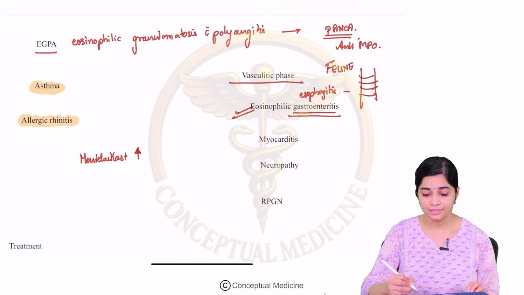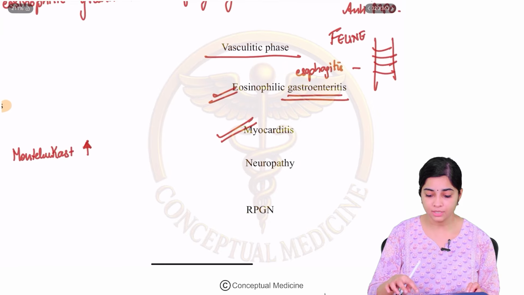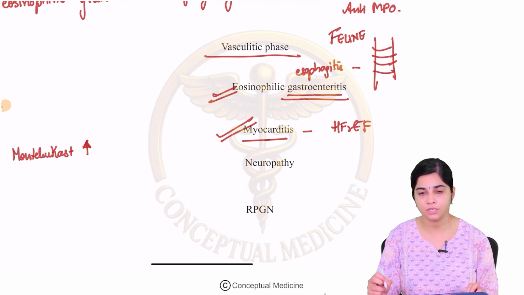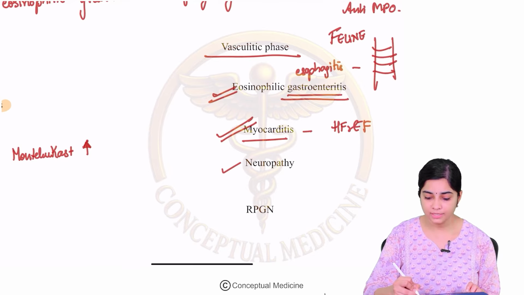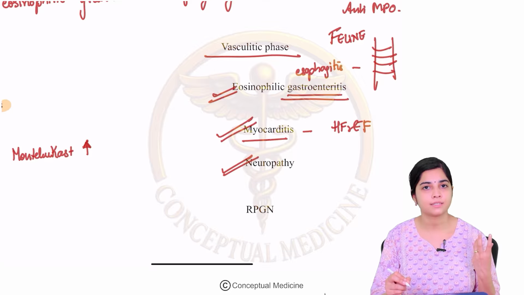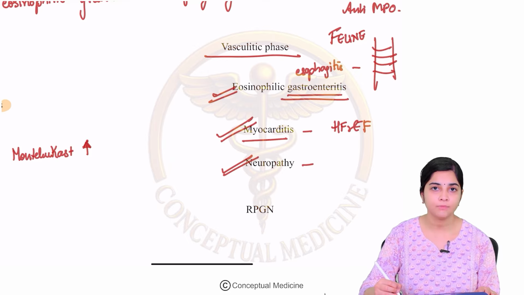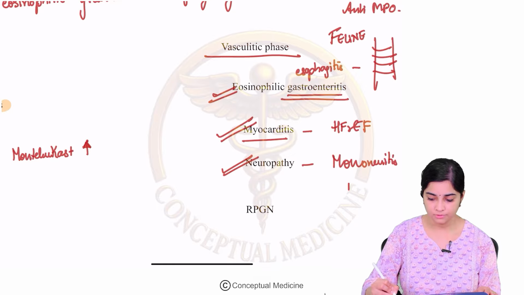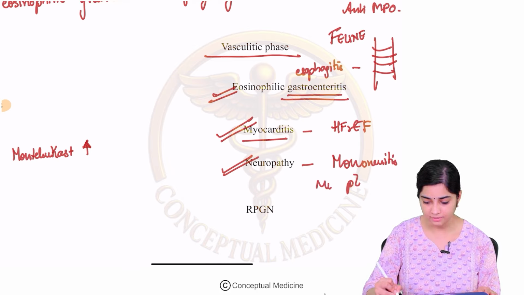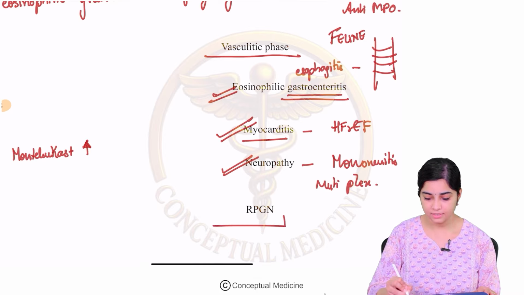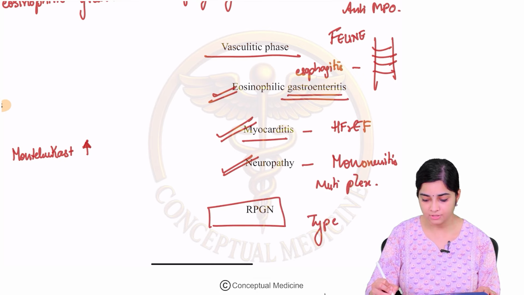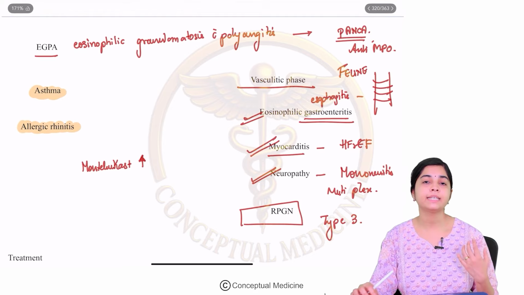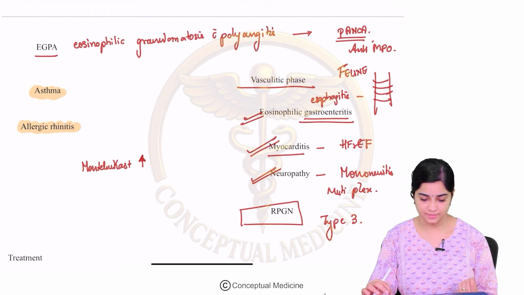as well. Then there can be eosinophilic infiltration into the myocardium. They may present as myocarditis with heart failure, a reduced ejection fraction kind of picture can also be present. Eosinophilic inflammation and vasculitis of the vessels that supply the nerves can result in neuropathy. And what type of neuropathy do you get? You get a mononeuritis multiplex pattern. And this can also result in a type 3 RPGN, rapidly progressive glomerulonephritis. Okay, so this is about the varied clinical presentations with which EGPA can present.